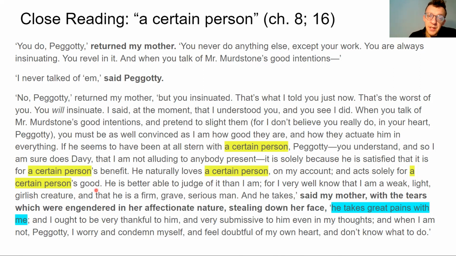And it leads up into this really kind of elegant sentence structure. "I very well know that I am a weak, light, and girlish creature." So there we have three elements, right? "And he is a firm, grave, serious man." So weak and firm are paired, light and grave, which is so good, right? Light being life, grave, serious, but also the grave. His name being Murdstone, her name being Clara, a lightness, and then girlish to serious.